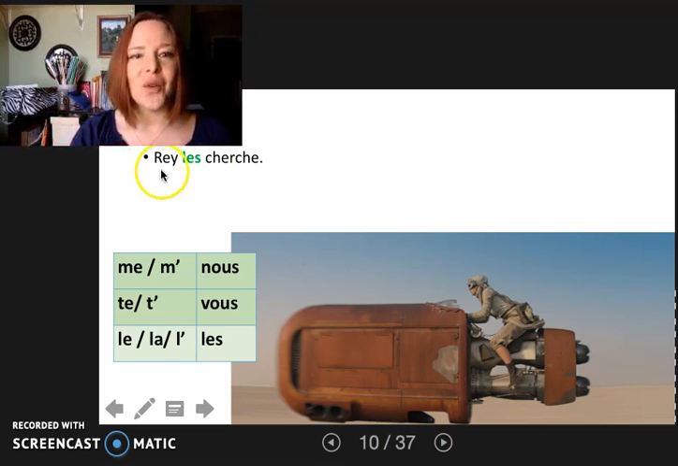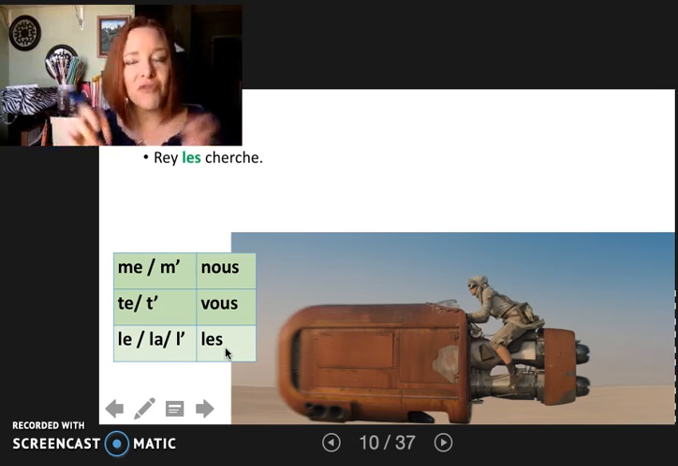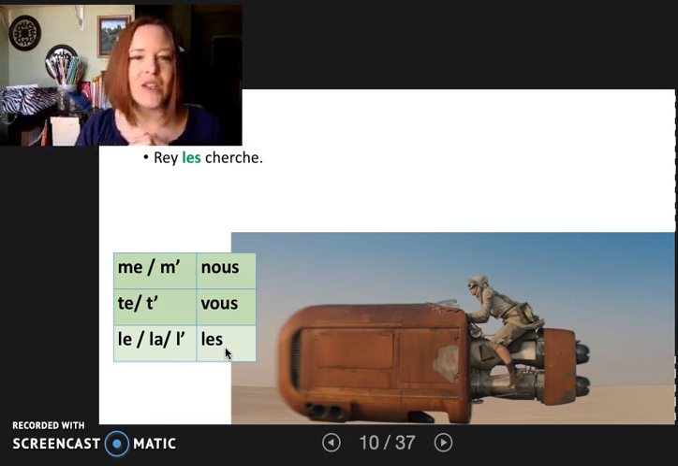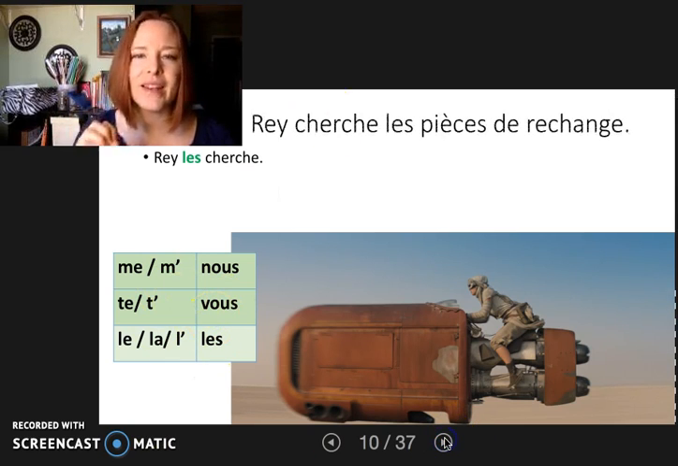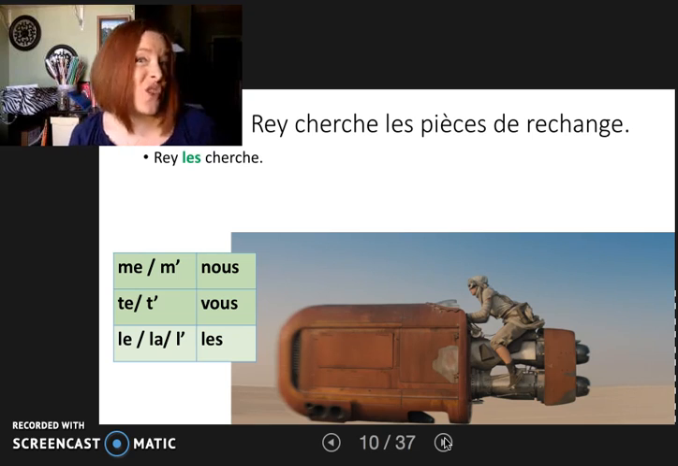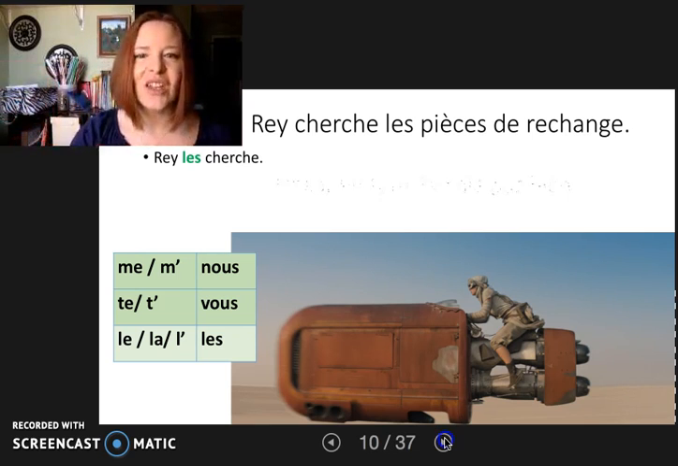So if we see Ray les cherche, I know that les is a direct object pronoun because when you use chercher, you don't say in French "to look for." That "for" is already included in the verb. So what is she looking for? She looks for them, these direct things. So elle cherche les pièces de rechange, right? She's looking for these things to exchange.